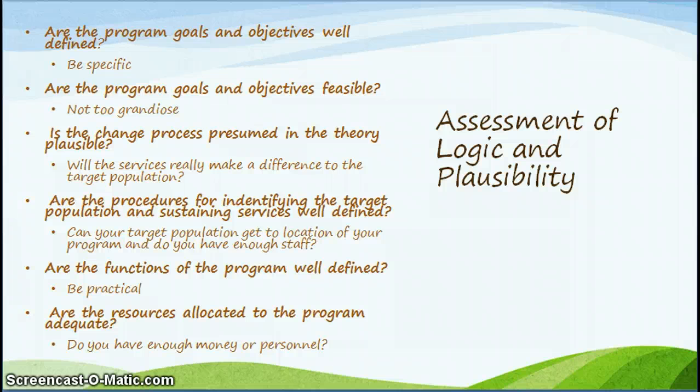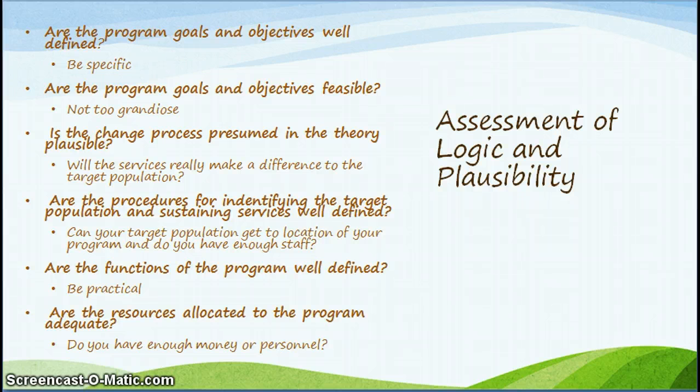For example, if you have a program to help poverty, you can't just say, I'm going to get rid of poverty in the whole world. Be more targeted. Is the change process presumed in the theory plausible? Meaning the services that the program is providing, are they really going to make a difference to the target population? Are the procedures for identifying the target population and sustaining services well defined? For example, can your target population get to the location of your program? And do you have enough staff? So if you have a battered women's shelter, is it near an area where there's a lot of battered women? And is it open? Are there people to talk to these women finding the place there?